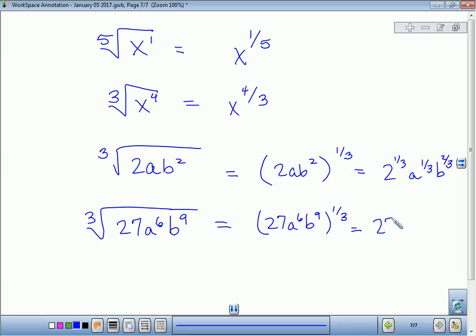So that means 27 to the 1/3. A to the 6/3. Ooh, that divides nicely, doesn't it? And B ends up being to the 9/3. That divides nicely, doesn't it? So this gives me A squared, B cubed, and 27 to the 1/3. It does simplify. What is the cubed root of 27? 3.